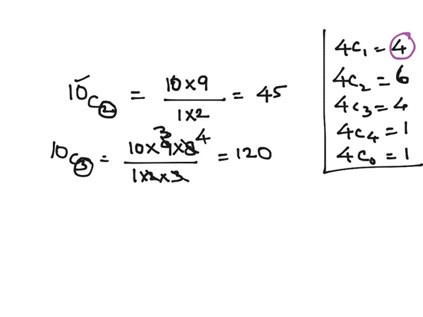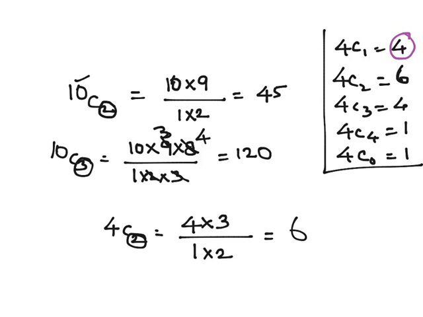Okay, so let me check using this. Let's say 4C2. 4C2, again 2 is here, that means 2 numbers. So starting with 4 and then ending with 3, divided by 2 factorial, which is 1 into 2. So we get 6. So that is correct.